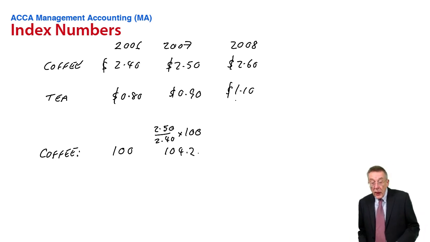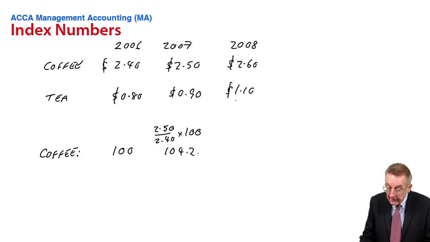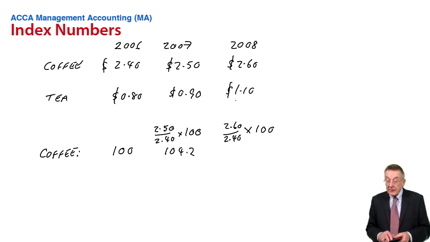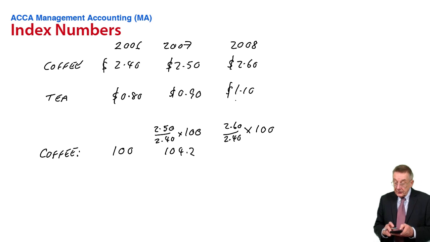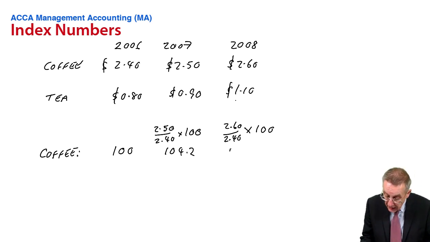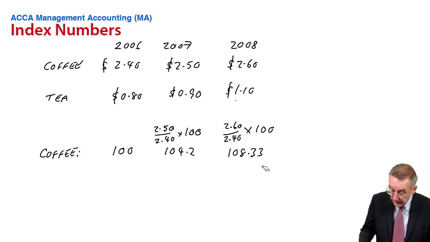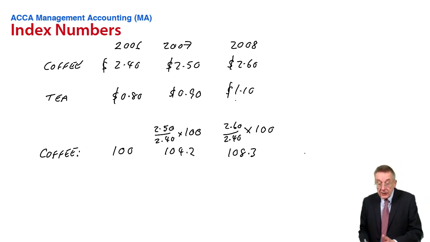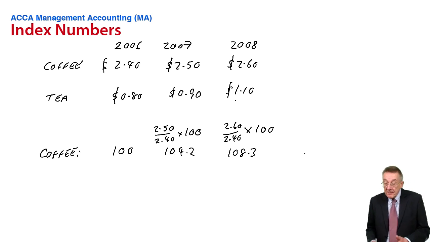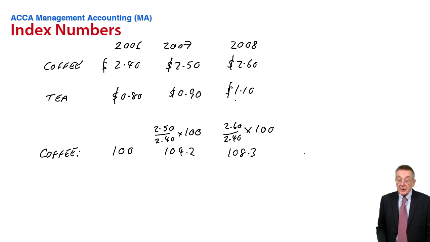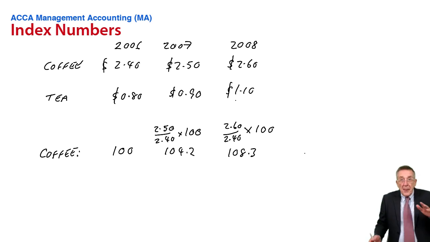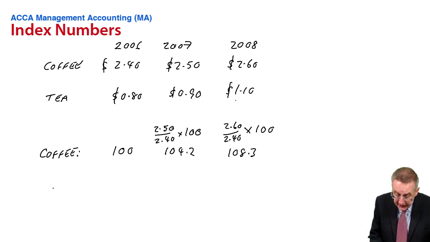And what about 2008? Well, again, in 2006, it was 240. It's gone to 260. So it's 260 for every 240 that was 100. And so the index number for 2008, 260 divided by 240 times 100, is 108.33. I'm keeping it to one place, so 108.3. And so it becomes more obvious: in 2007 it was 4% more than it was in 2006. In 2008 it was 8% more than it was in 2006. But also, this is what I was saying earlier, it makes it much easier to compare increases in different things. So look at tea.